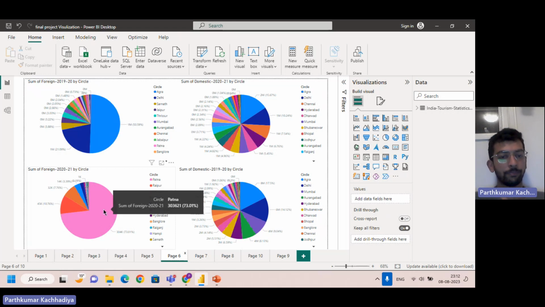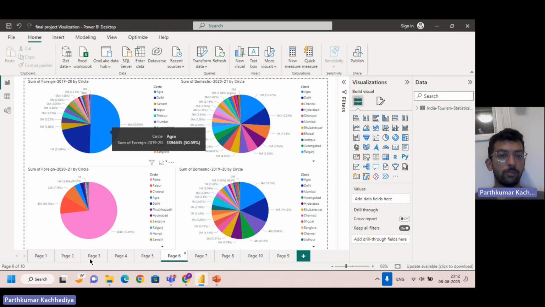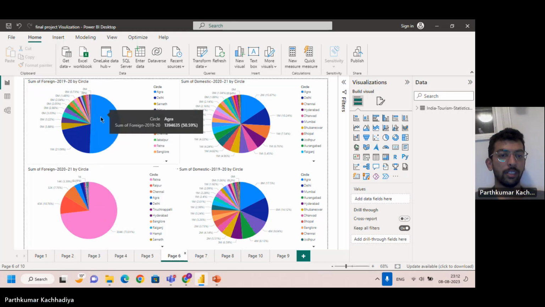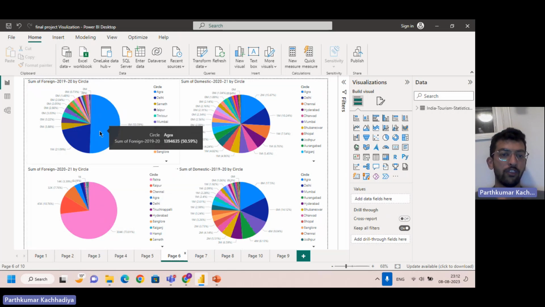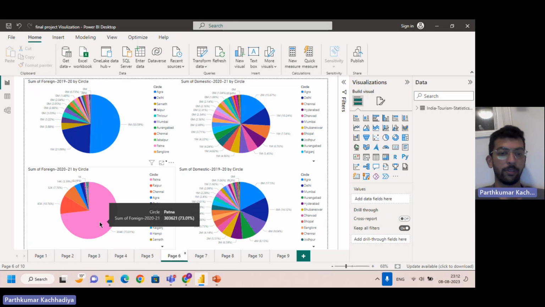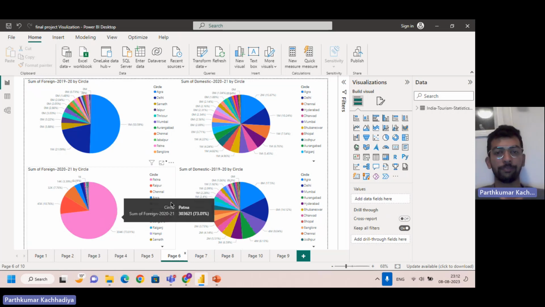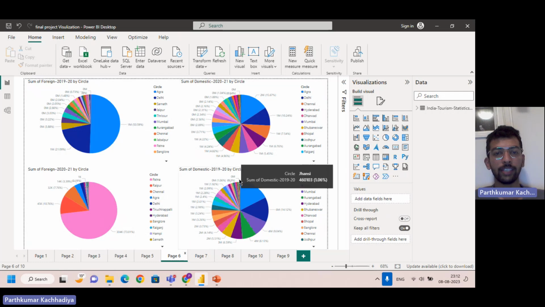people in Patna. Because of the COVID pandemic, I can see the drastic drop in the average number, like 1.4 million to directly 300K, 0.3 million. But when it comes to domestic cycle, it stays normal.